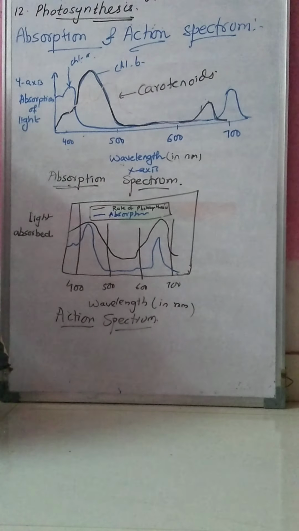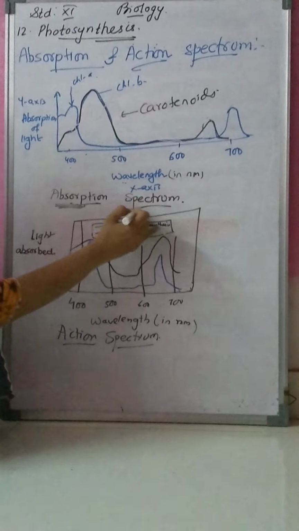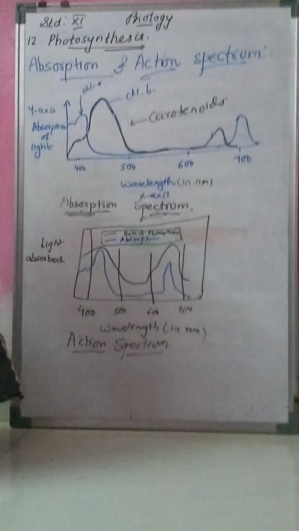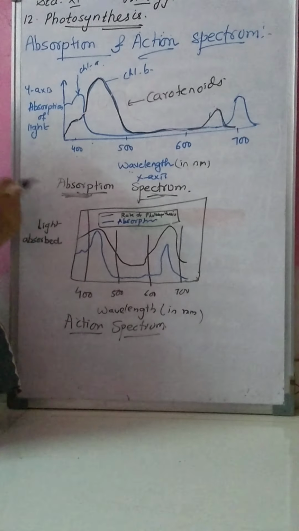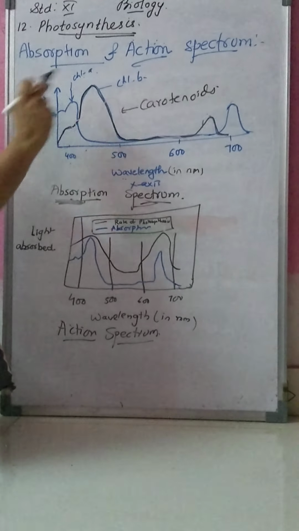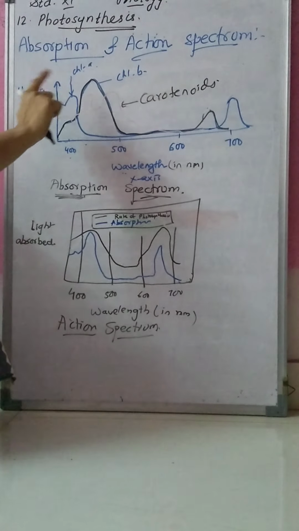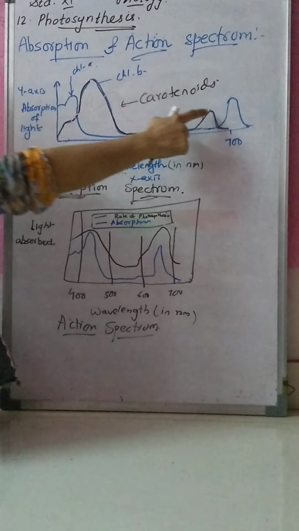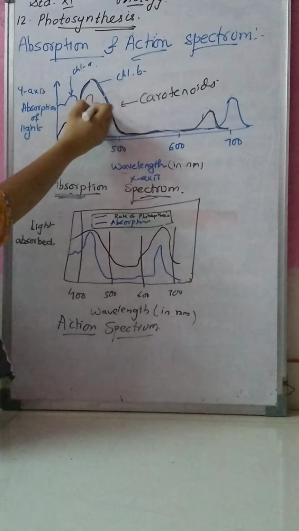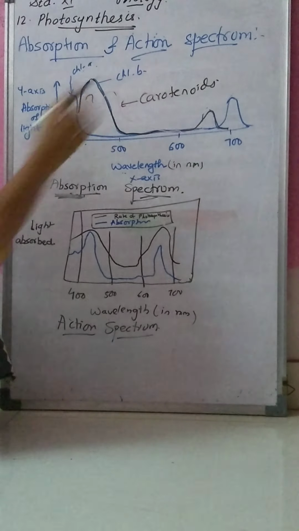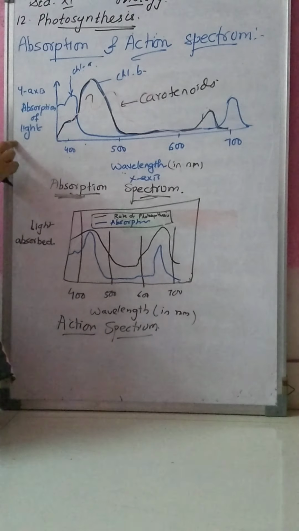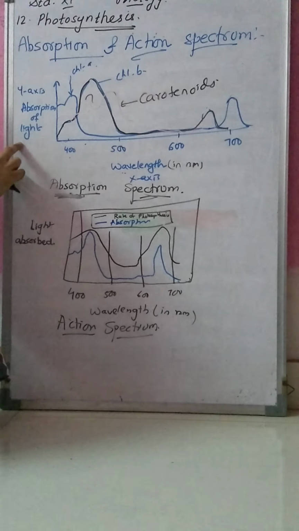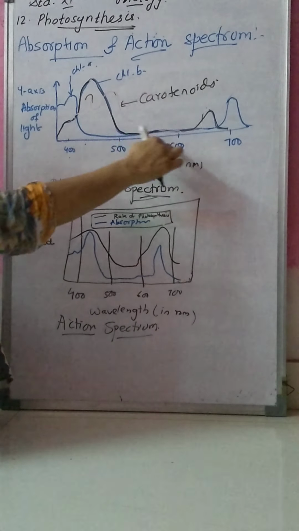This is known as absorption spectrum. What is absorption spectrum? A curve which shows, see here different curves are present. You can see here carotenoids also have curves. So the curves show the amount of light which is absorbed at each wavelength, at different wavelengths.